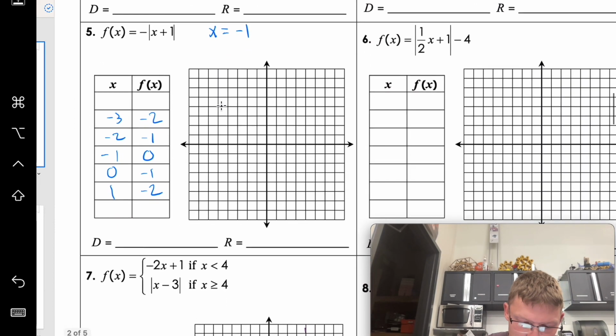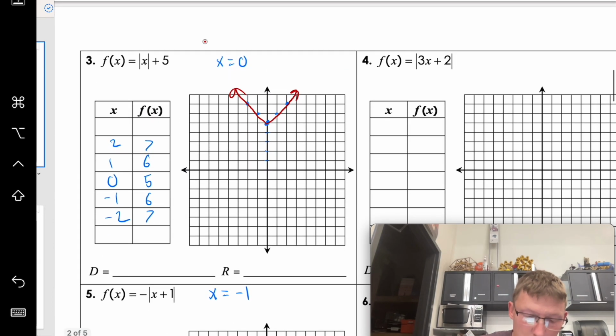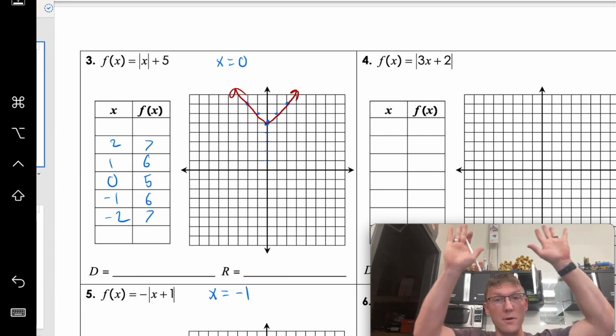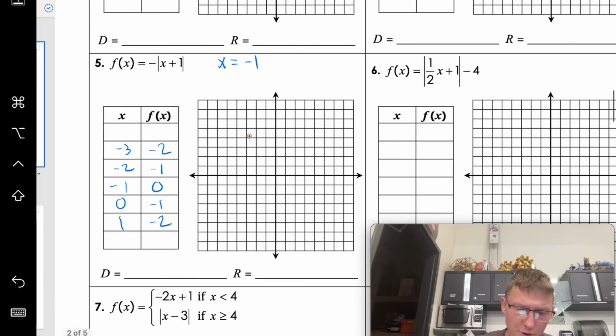So as we move down the row, once again, we took this thing. Oh wait, let's go back up. So just so you notice, look at this. We have a +5 that is on the outside of the absolute value. And look, 1, 2, 3, 4, 5. So the whole graph moved up 5 things. That's interesting.